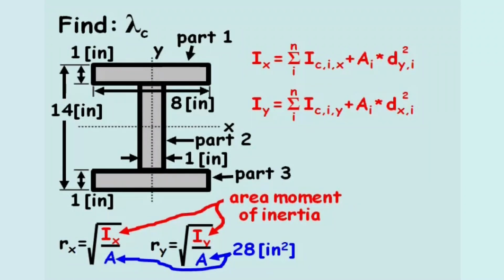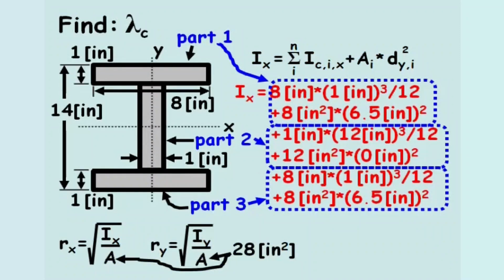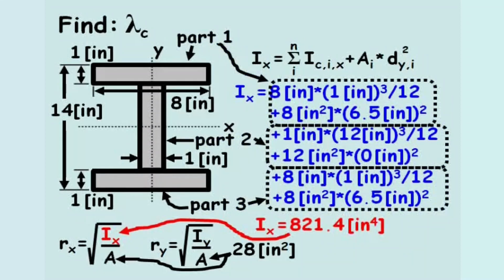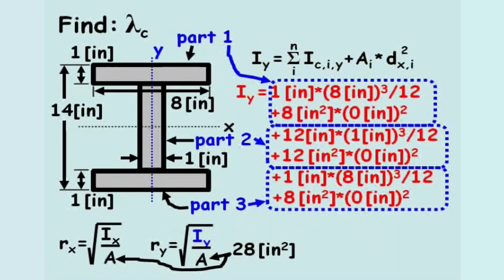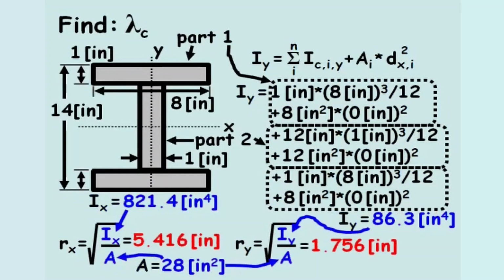If we write out the equation for Ix, we find the area moment of inertia about the x-axis equals 821.4 inches to the fourth power. Next, if we calculate the area moment of inertia about the y-axis, we find the value of Iy equals 86.3 inches to the fourth power. Now we can compute the radii of gyration as 5.416 inches for Rx and 1.756 inches for Ry.